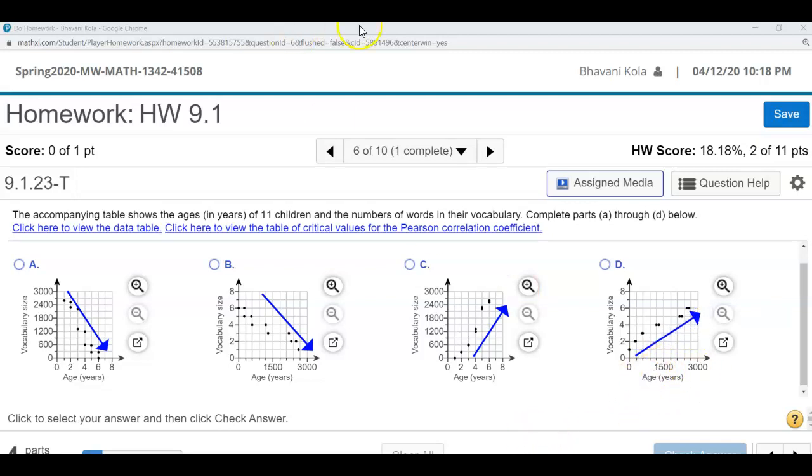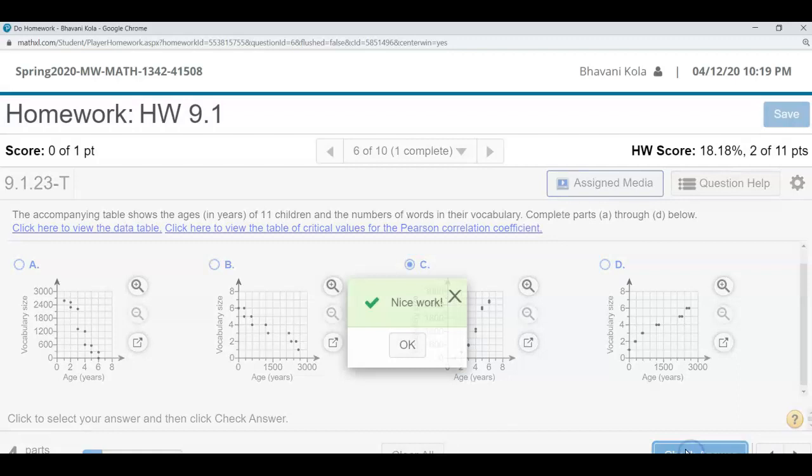But look very carefully here. Both of them are going up, but look at my ages. My ages are not in thousands. My ages are 0 to 48. So my option would be option C. So be very careful when you look at it. Probably they both look the same, but look at your x-axis. Your age is 0 to 48, not in thousands. Okay, so I'm going to go ahead and check my answer.